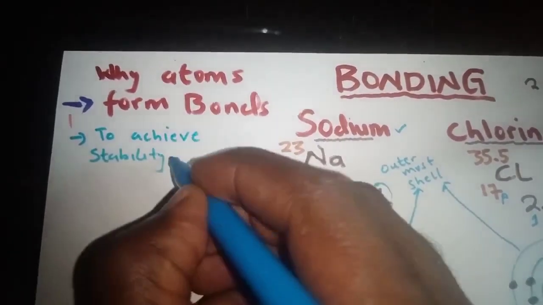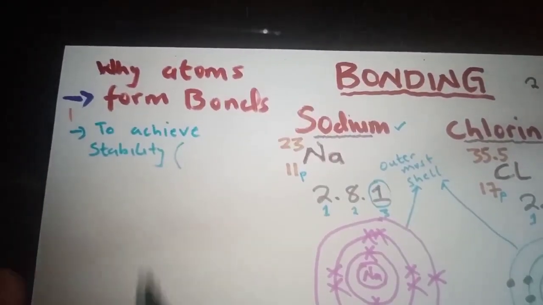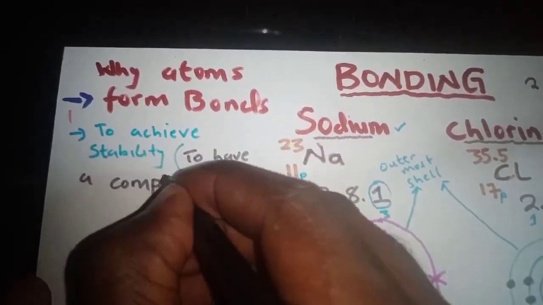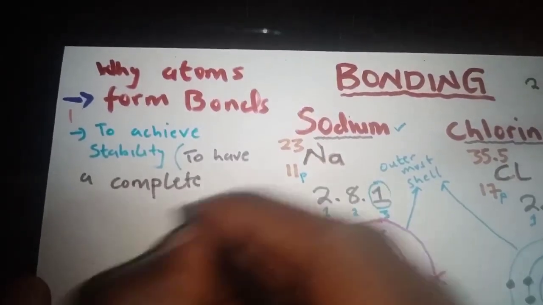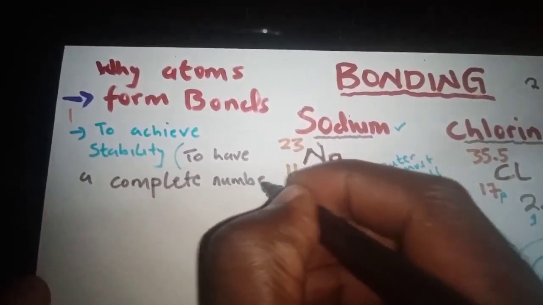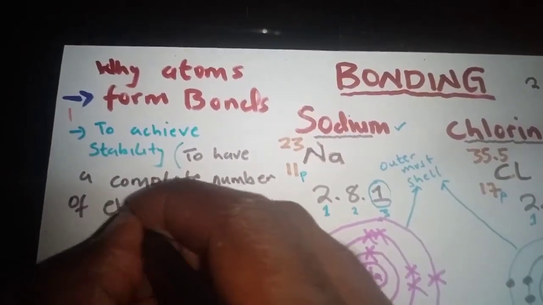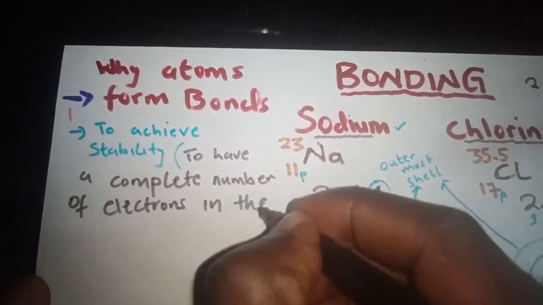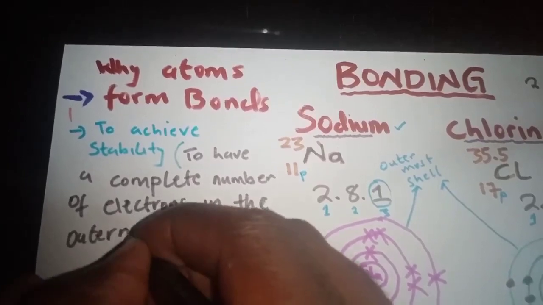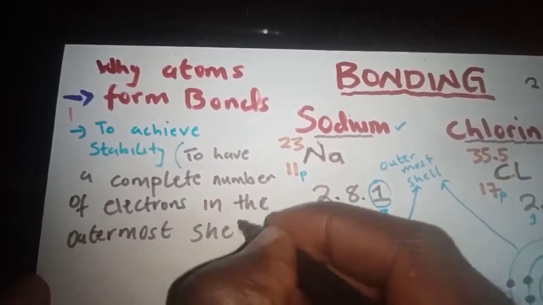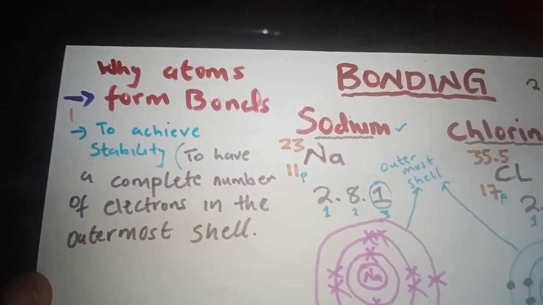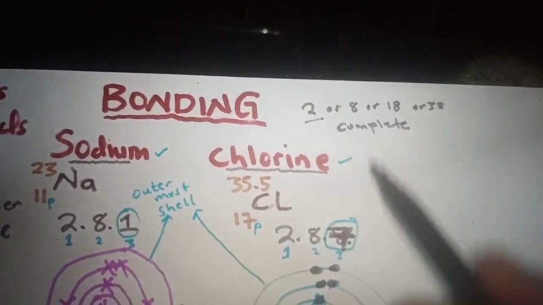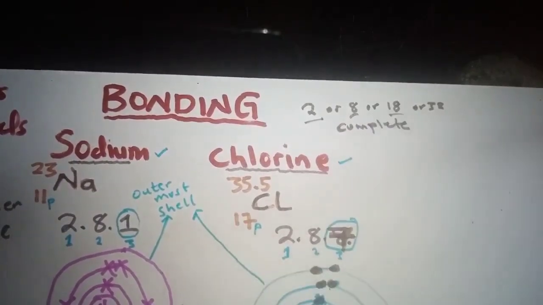And what do we mean by this? To achieve stability means to have a complete number of electrons in the outermost shell. Like I said, the number of electrons in the outermost shell should be either 2, meaning it's complete. If there are 8, it's complete. If there are 18, it's complete.